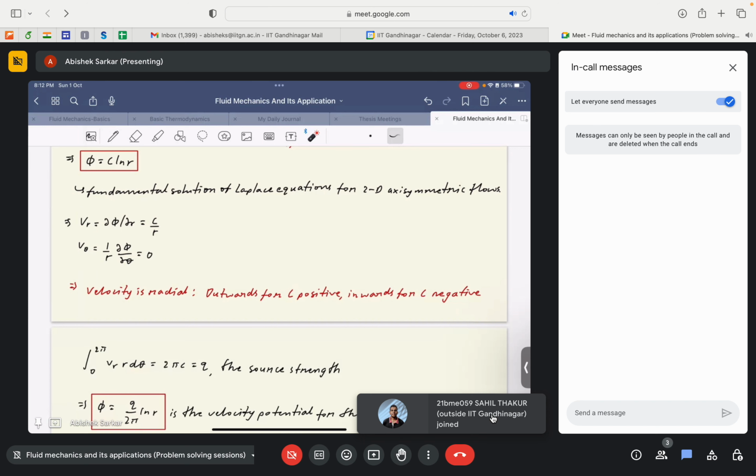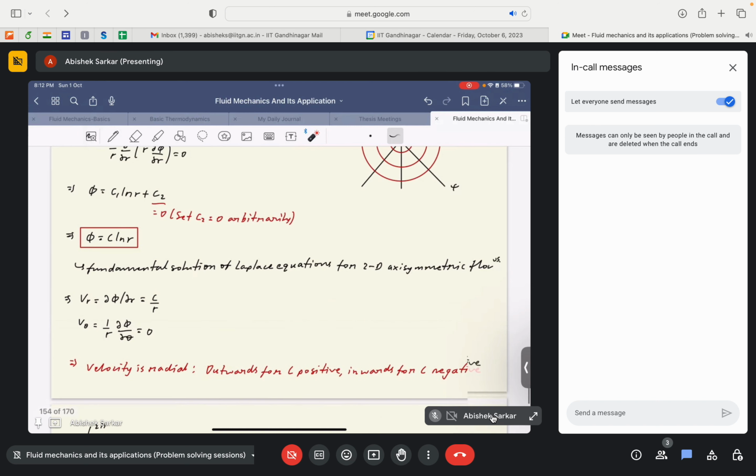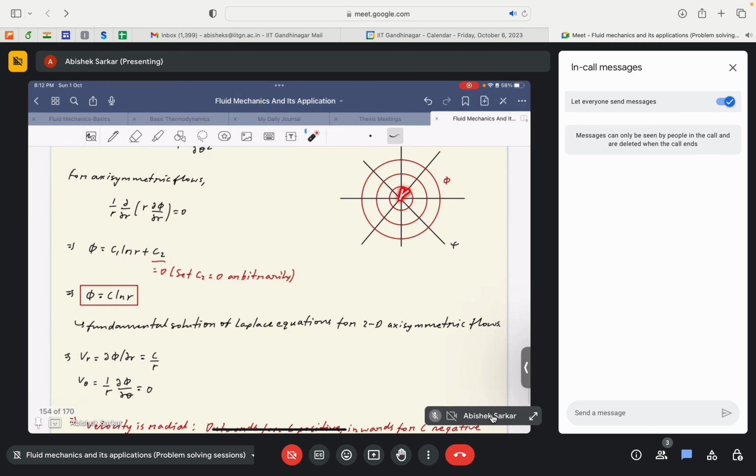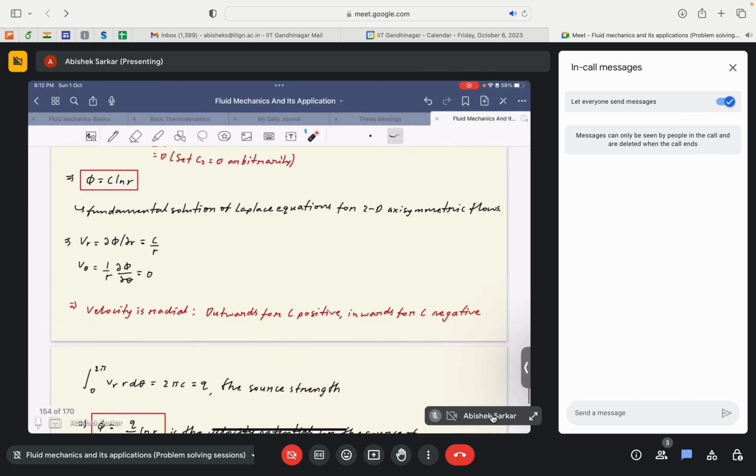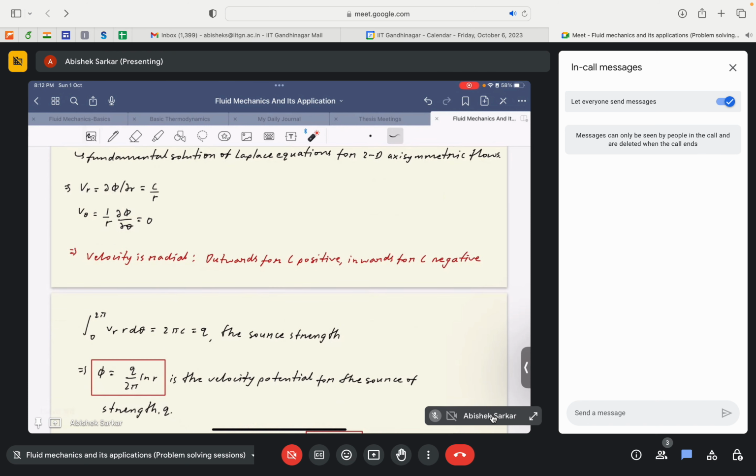But since the dimension here is itself 2D, the flow that goes outwards is across a line, this closed circular line. That's why, to find the volume flow rate, we consider an integral over this closed circuit, and once we evaluate this, we get that this integral is equal to 2 pi c, which we represent as q, which is termed the strength or the volume flow rate.